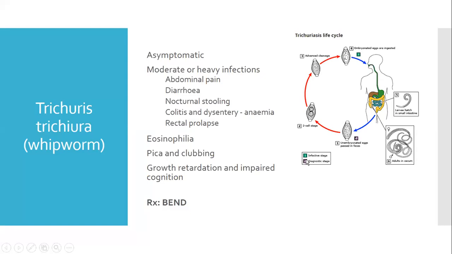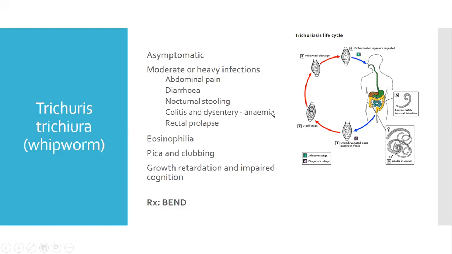Infections can be asymptomatic, and with moderate or heavy infections, you can have non-specific abdominal symptoms. One that is unusual is nocturnal stooling, and this kind of infection predominantly affects kids. So perhaps if a child presents with these kinds of symptoms, you might suspect it. Patients can have colitis and dysentery, and this then leads to anemia.